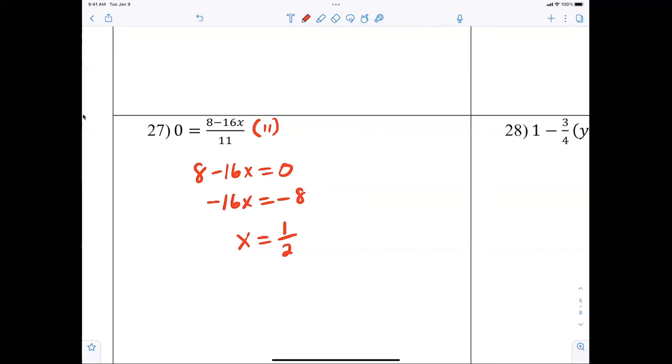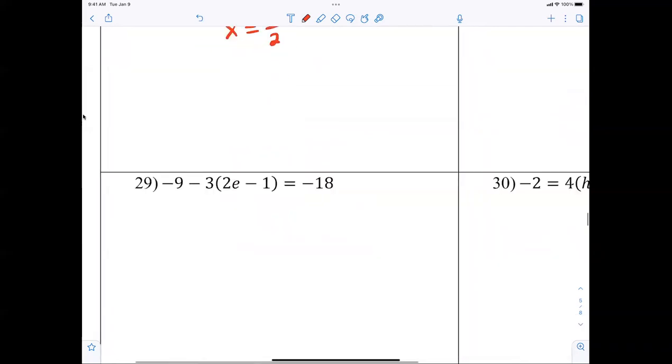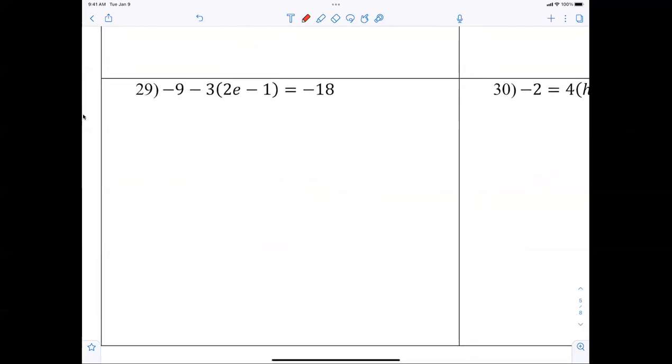All right. Very nice. All right. Come on now. Let's do this. So first I'm gonna distribute. Yes. Now you got the hard one because you got to distribute a negative. So tell me what that is. -9 minus 60 plus 3. Yes, sir. Very good. Equals -18.